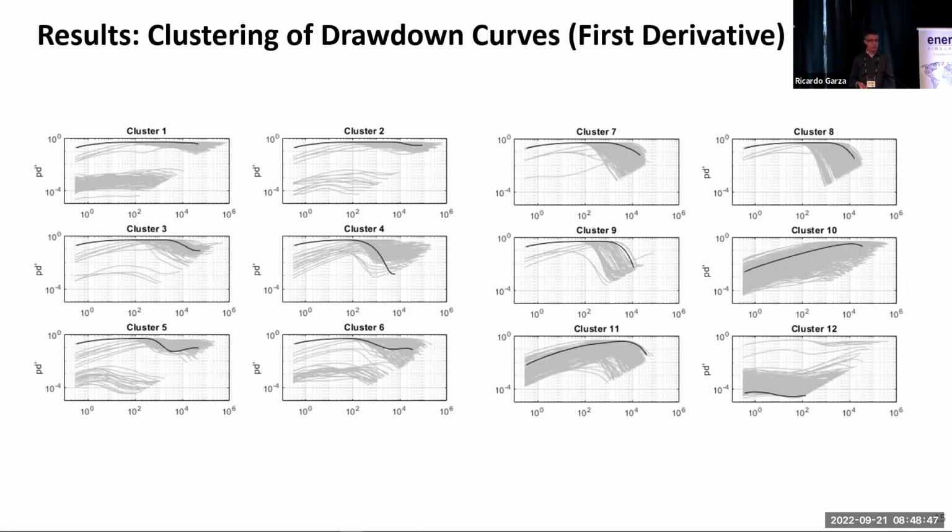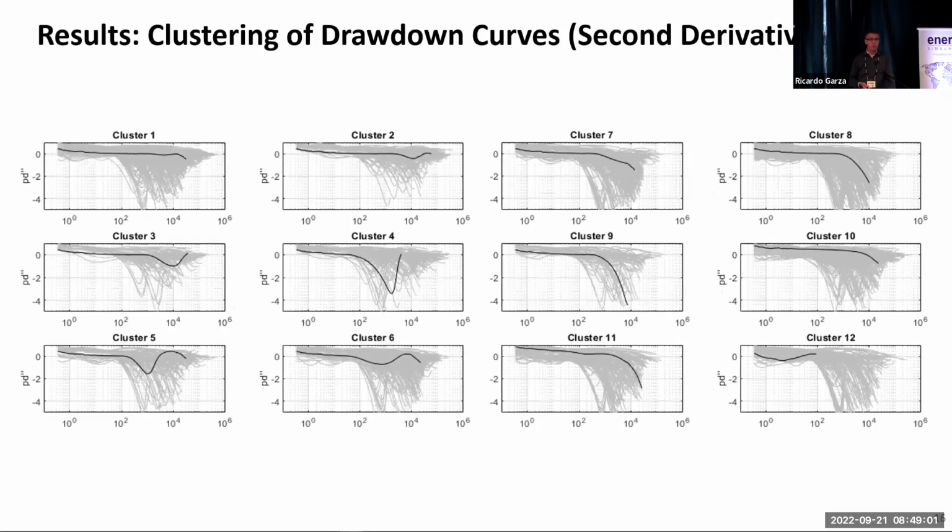These are examples of the clustering of the drawdown curves. The first pressure derivatives, the thick black line, are the representative curve based on the clustering algorithm. It represents best the total ensemble of curves identified or labeled within a certain cluster. And this is the same story for the second derivatives.